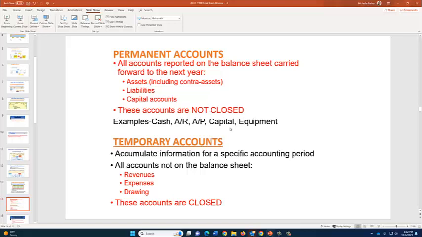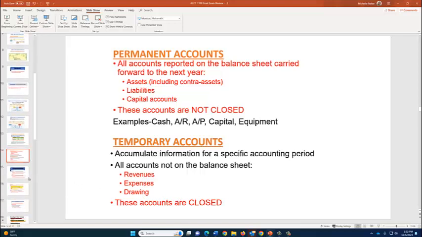Now, temporary accounts are those that will be closed at year end. So these are pretty much our income statement accounts and the drawing accounts. So revenues, expenses, and drawing. These are the accounts that are a part of the closing process.